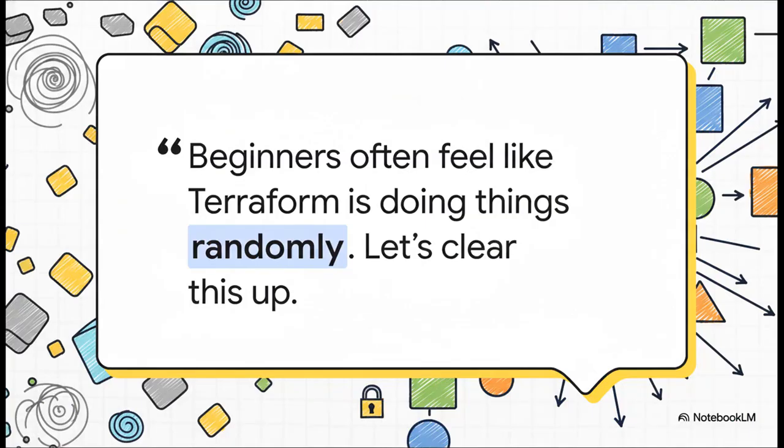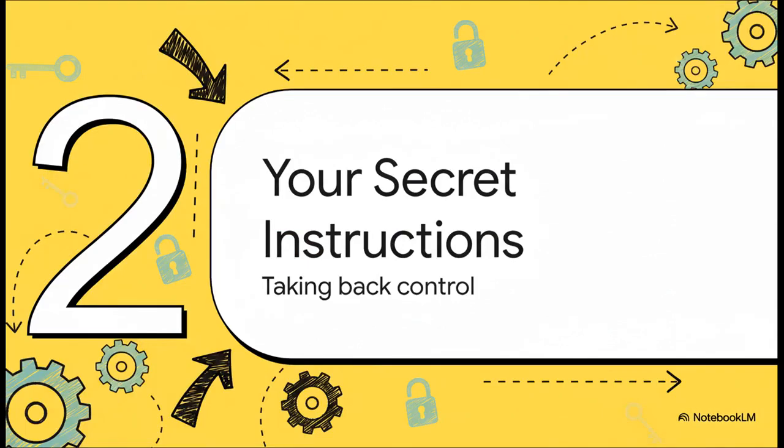You know, this feeling is completely normal. I'd say it's a shared experience for pretty much everyone who learns Terraform. So the goal here is to take that feeling of randomness and swap it out for a feeling of confidence and total control. So how do we get that control? Well, we do it by giving Terraform a set of what I like to call secret instructions. Now, they're not really hidden, but they aren't always super obvious when you're just getting your feet wet. And they live right inside your code.